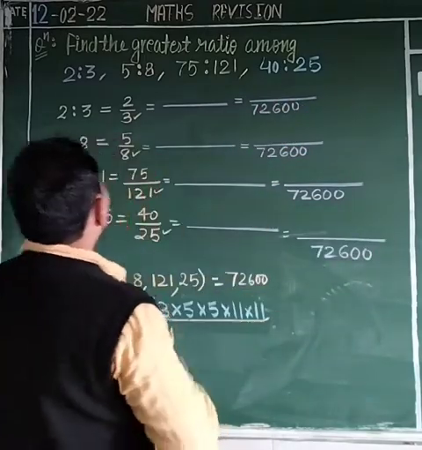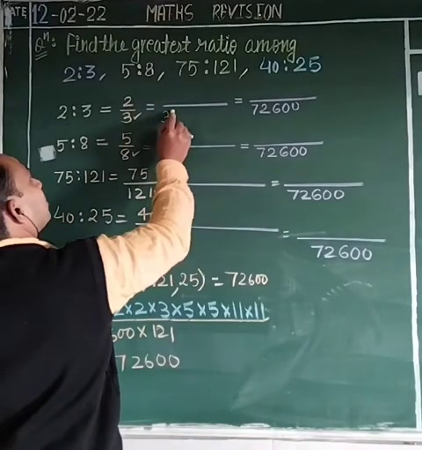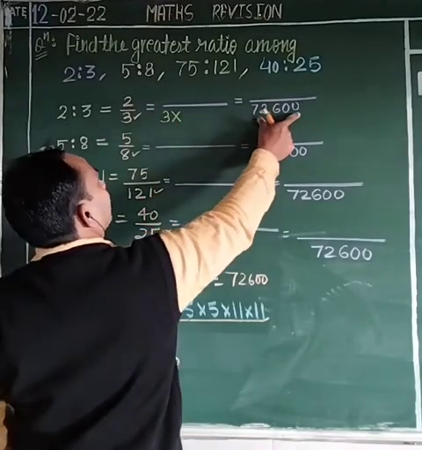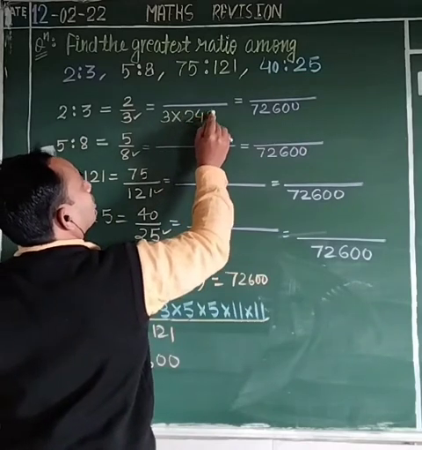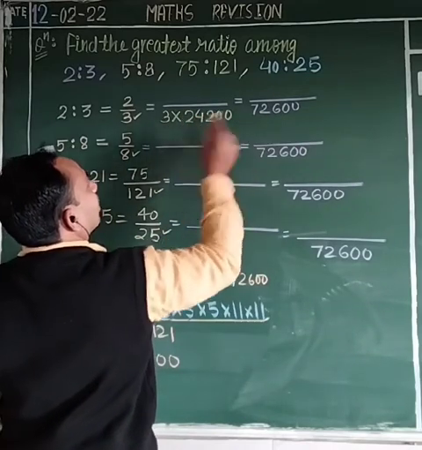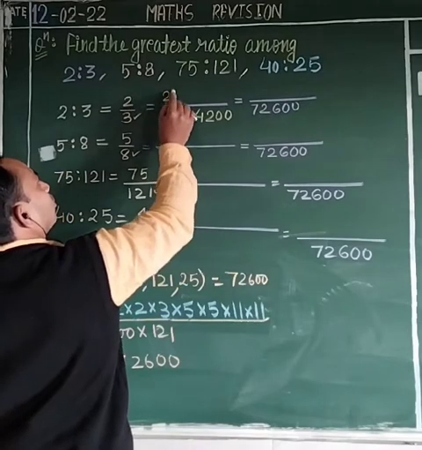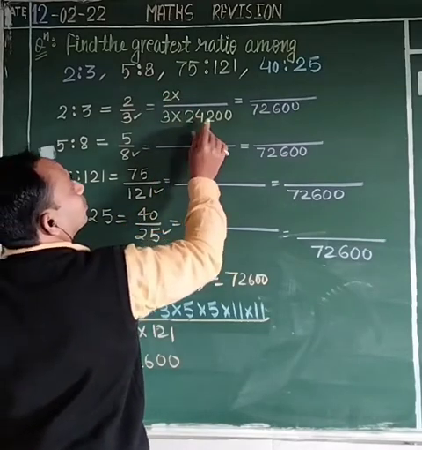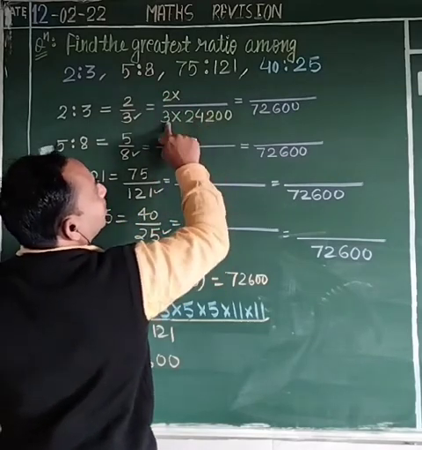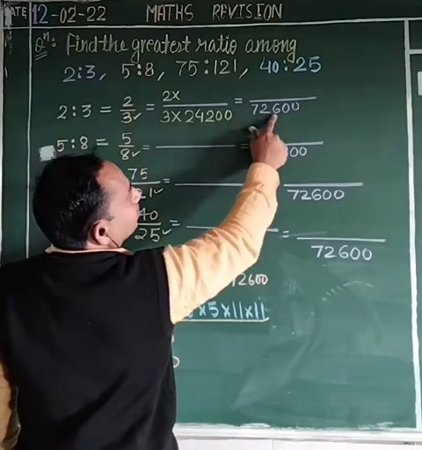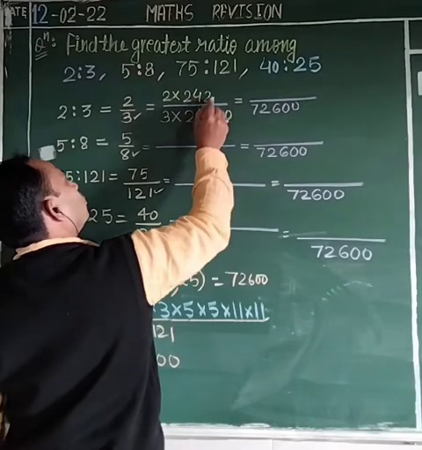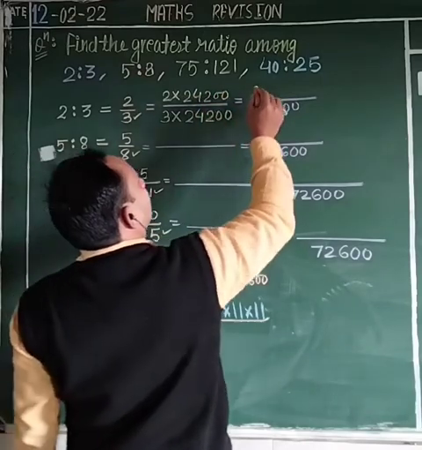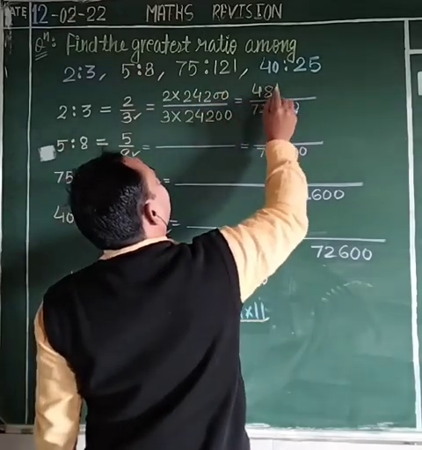See, 3 multiplied by what will come to this number? 3 2s are 6, so the numerator is also multiplied by this number. This number we are getting from 3 multiplied by what will come to this number. Okay, so 24200, and it will come 4840.